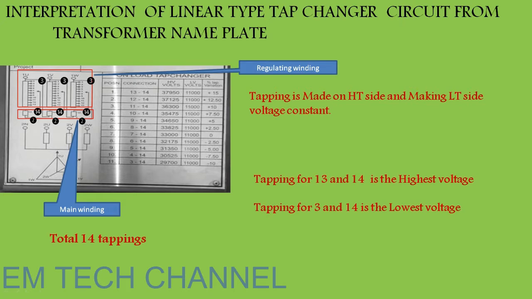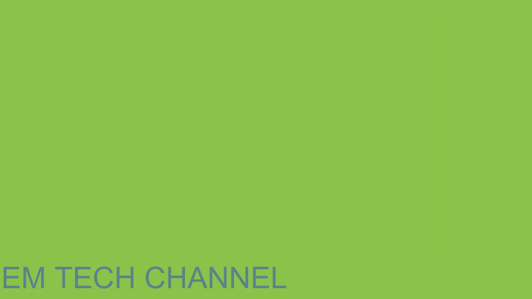Suppose I make contact between 3 and 14, what will happen? You can see if I move the switch to here, the supply will come from here to 3, and it skips all the windings between 4 and 13, and directly goes to 14, and hence it gives the lowest voltage, because the active number of turns being utilized becomes less, and hence the active voltage will also be less.